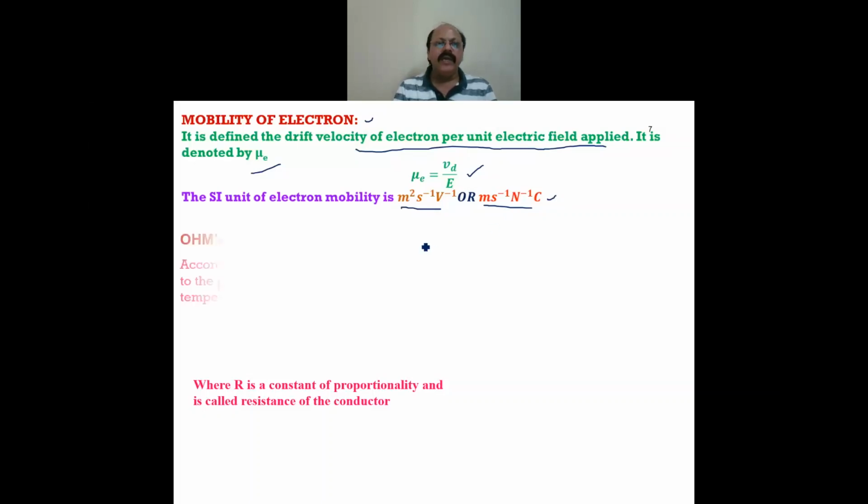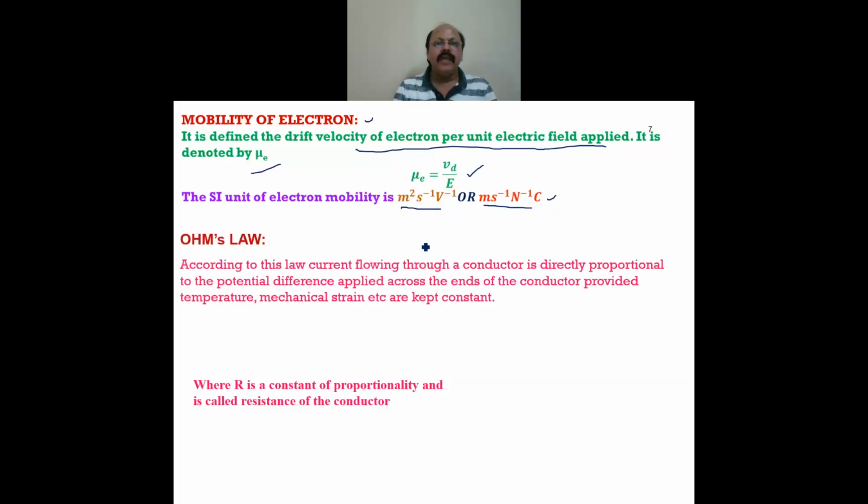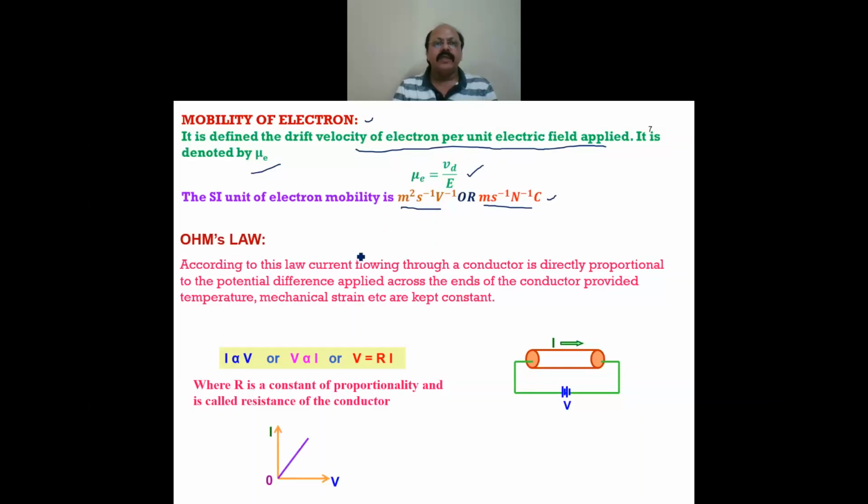Now another topic is Ohm's law, that you have already studied in the lower classes, and here you understand the concepts. So according to Ohm's law, electric current flowing through a conductor, as you can see here I am taking a conductor and V potential difference is applied across the ends of the conductor, as a result of which a current I is flowing through it.